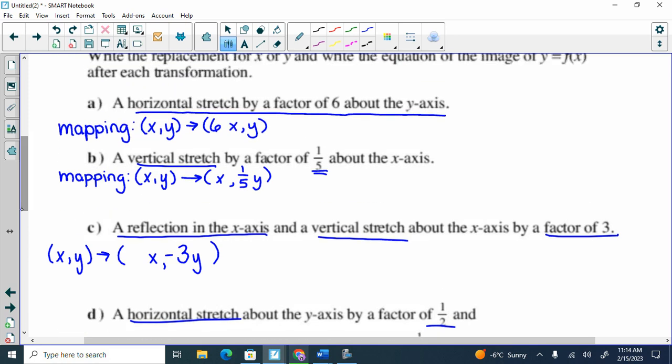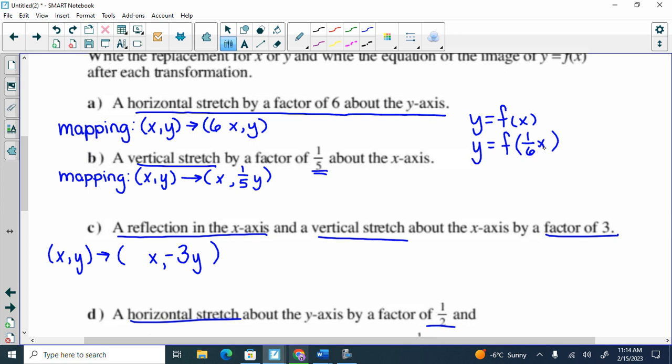So if I go back to a horizontal stretch factor, if my original is y equals f of x, my horizontal is going to be y equals f. I'm going from words and mapping to equation. It will flip every time. So if it's 6, it's going to be 1/6.